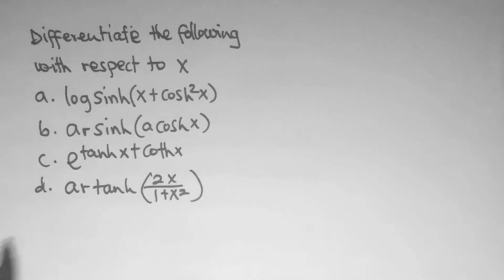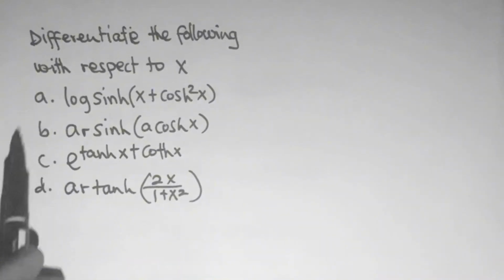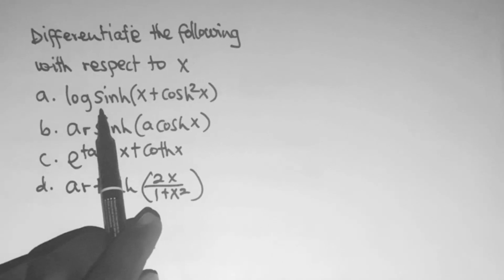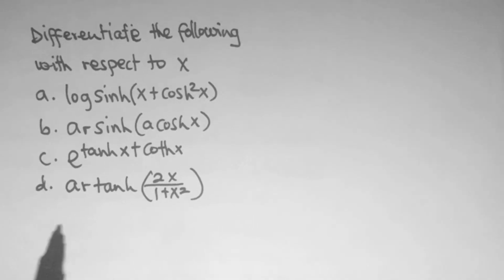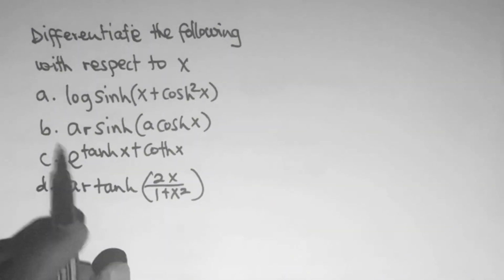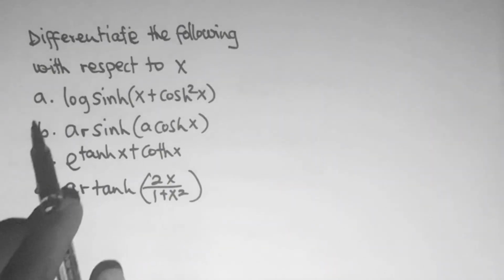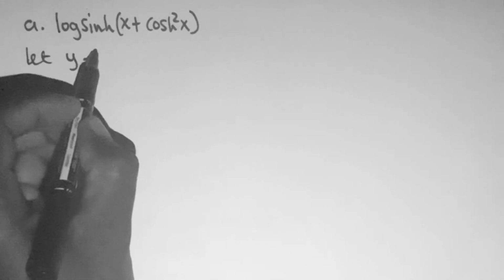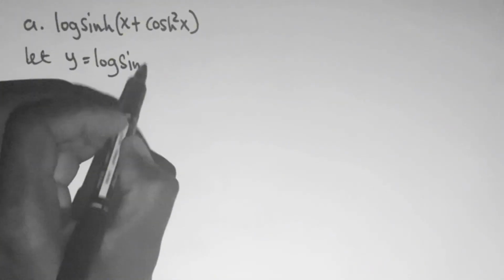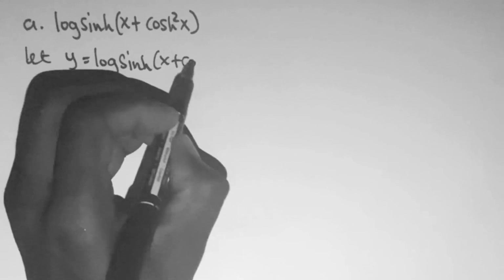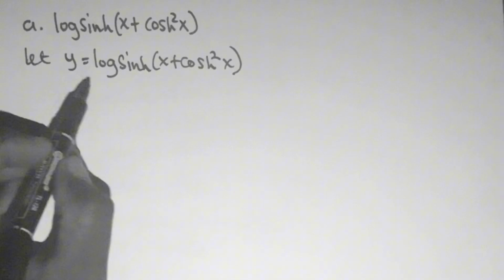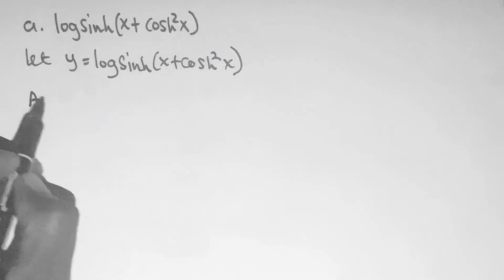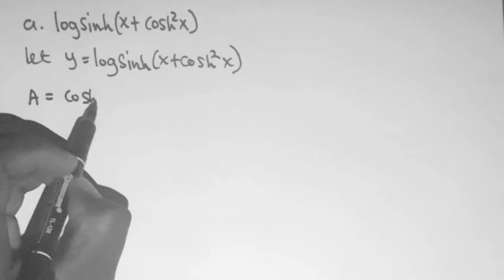So differentiate the following with respect to x. The a part is log of sine of (x plus cos squared x). So now, and then there are b to d. So let's first start with the a part. So let's let y be equal to log of sine of (x plus cos squared x). And then the next thing we'll do is let capital A be equal to cos squared x.